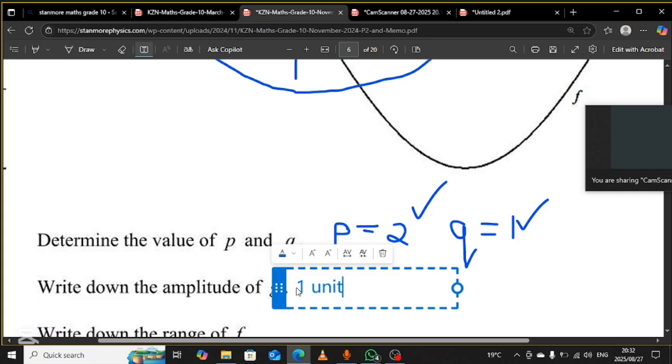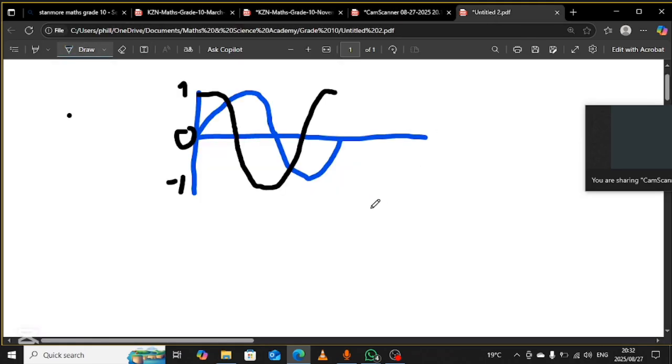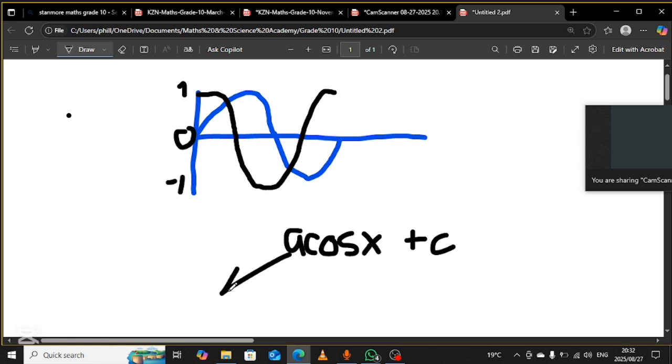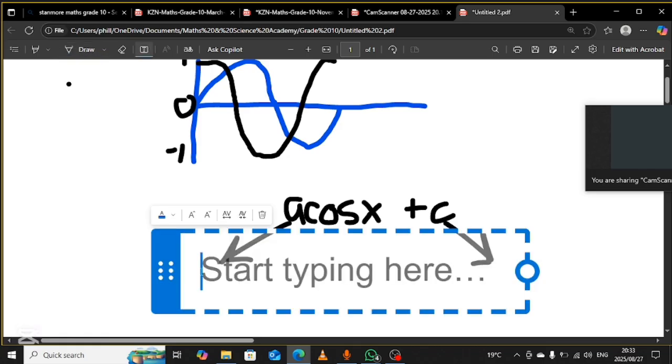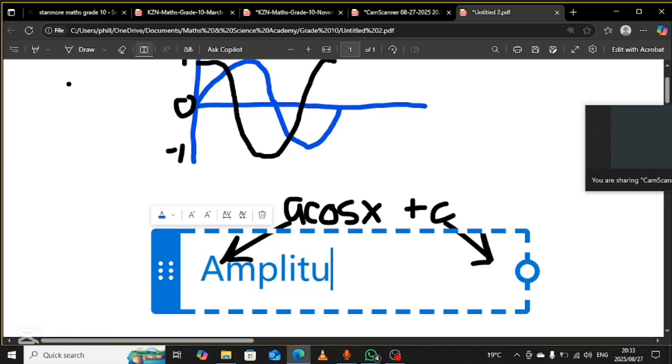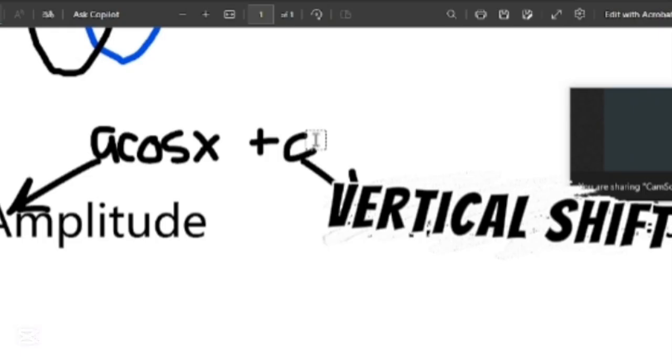So I want you to focus on these things here. Let me write the notes for you. We have A cos x plus c. This represents the amplitude. This represents the horizontal shift. So I'm going to write it here. Amplitude, vertical shift, or up or downward shift.